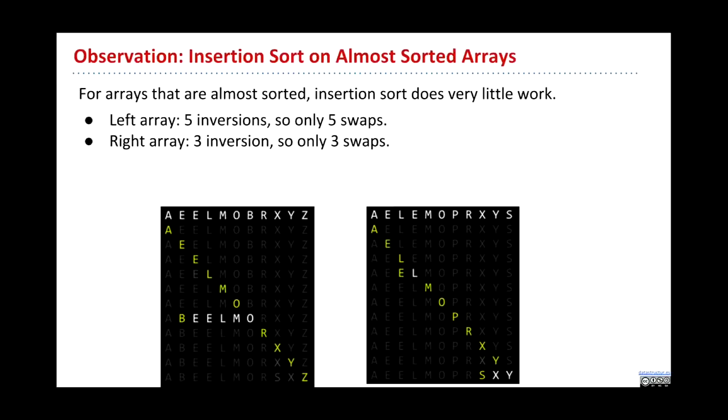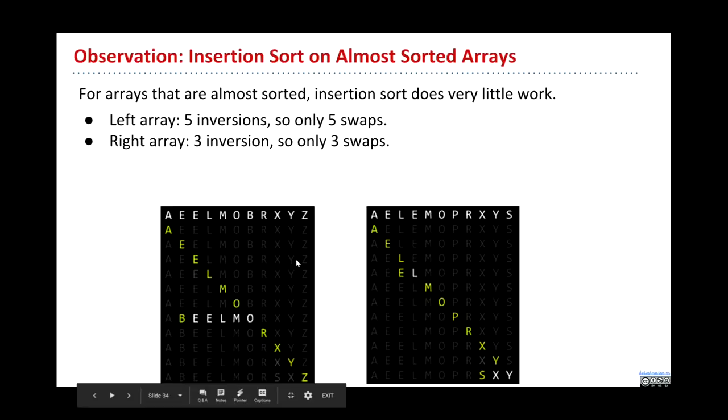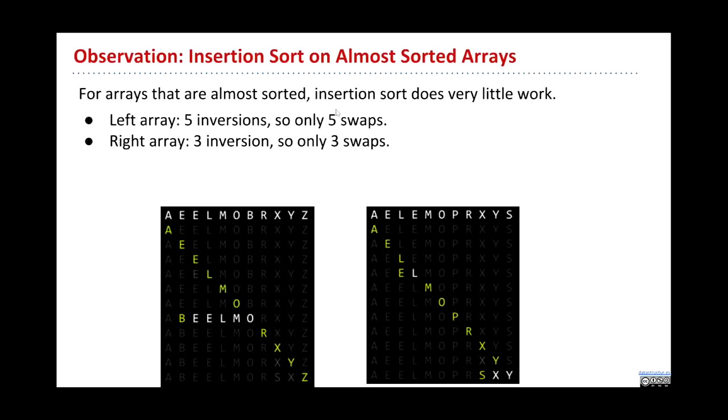Okay, so this is my last observation, and then we're going to summarize. That insertion sort is a very good sort. So the question you asked earlier, why do we care about having many different sorts? Well, this is a funny special case. If you have an array that is almost sorted, then insertion sort is very fast. So on the left array, turns out that in here we have 5 inversions, and as a result, we'll only do 5 swaps. On the right, we have 3 inversions, so we only do 3 swaps.